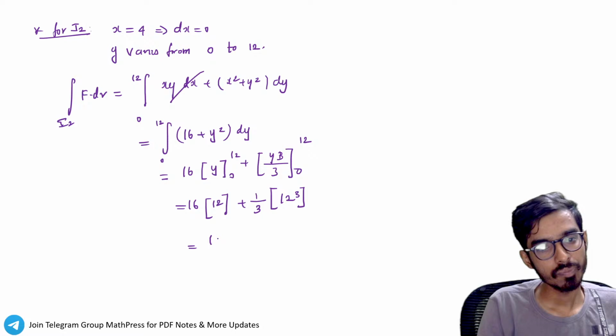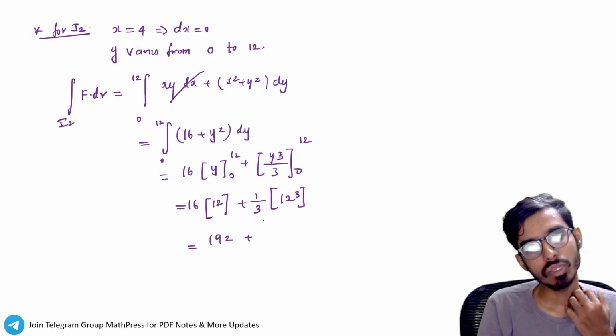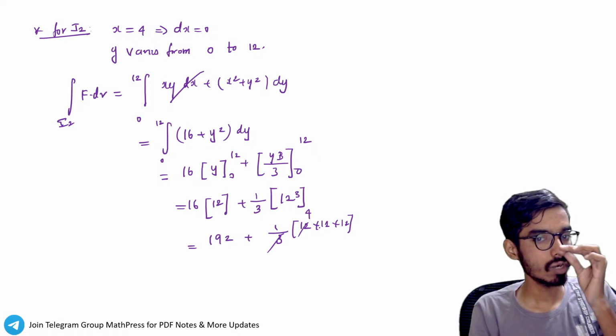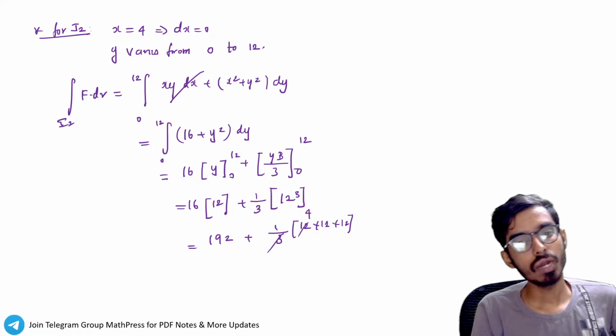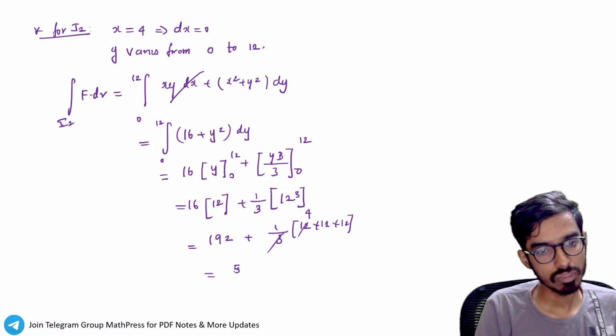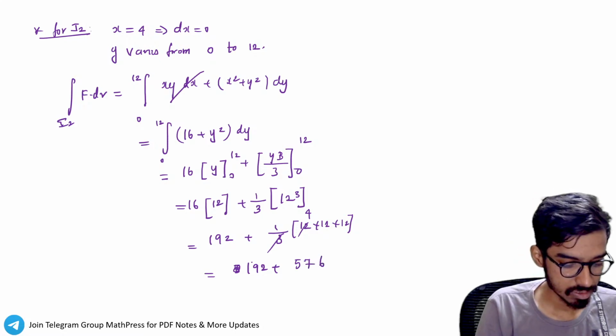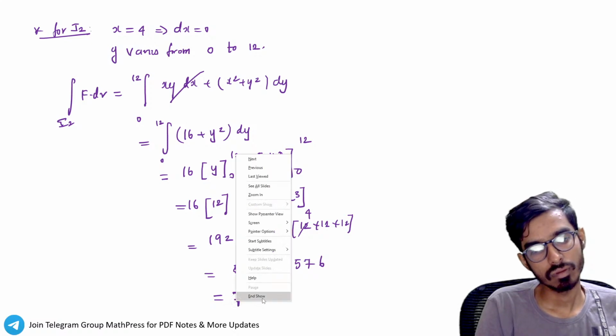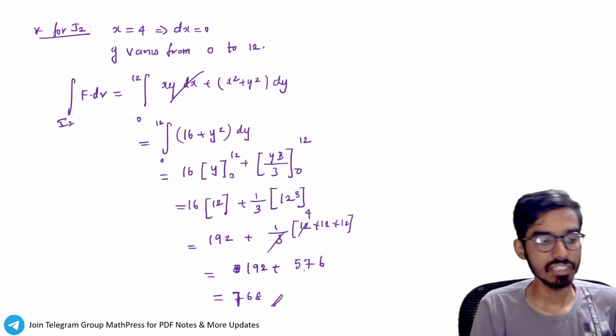So this will be 192 and 12 cube by 3. So this will be 1 by 3 into 12 into 12 into 12. So 12 12s are 144, so 144 into 4. Sorry, the first part will be 192, and the second you will get to be equal to 576. So the answer is 768. Okay, so 768 is the answer.